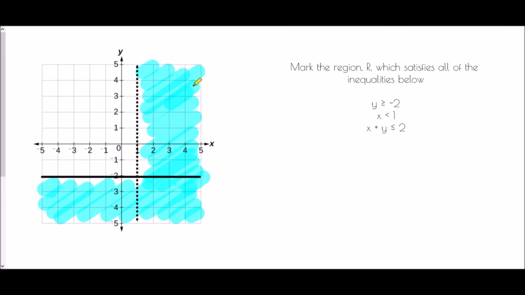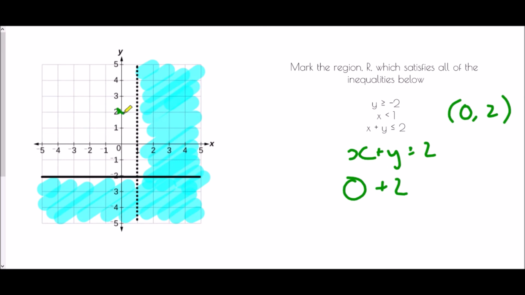And then finally, I want to draw x plus y is less than or equal to 2. Now all I need to do here is start off with a couple of coordinates in order to find x plus y equals 2. And so if x is 0, what would y have to be? Well, y would have to be 2. So 0, 2 would be one of my coordinates. If x was negative 2, what would y have to be? Well, that would have to be 4. And so negative 2, 4 is another one of my coordinates.